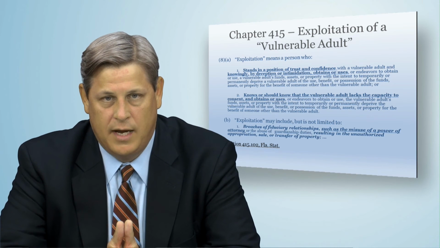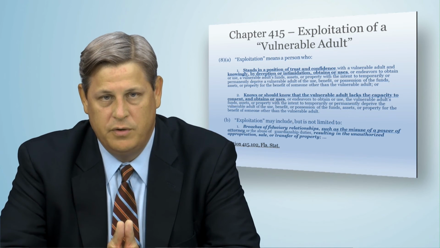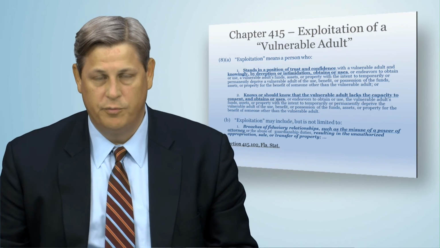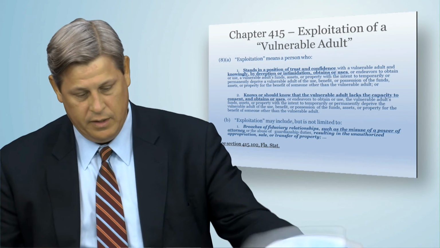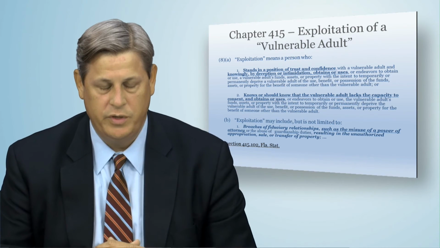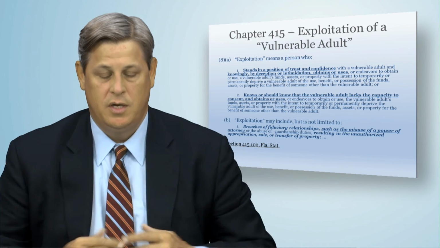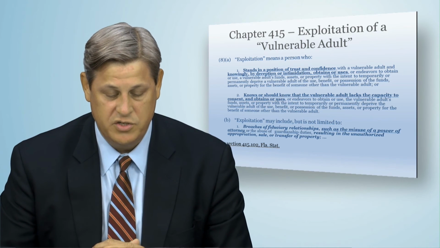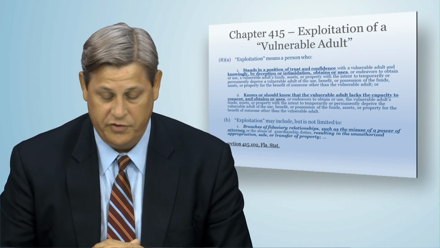And under that chapter, it does provide for punitive damages. It also provides for the recoupment of attorney's fees. Chapter 825, as we discussed, is a criminal statute. Similarly, this statute deals with the exploitation of an elderly person or a disabled adult.